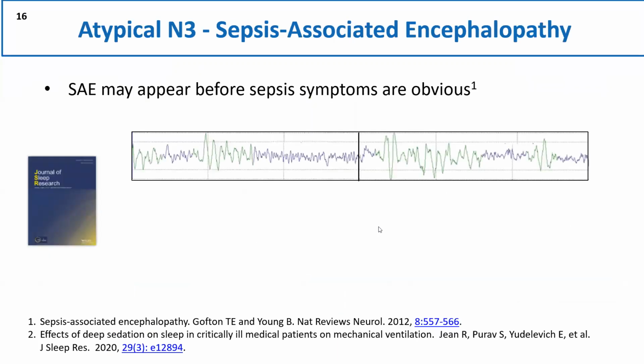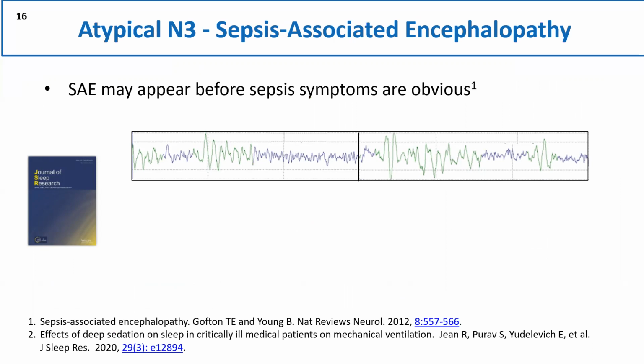The last biomarker I'm going to present to you is what we call atypical N3 sleep. It's many times referred to as sepsis-associated encephalopathy or polymorphic delta activity. So I'm showing you these two signals. One of them is atypical N3 sleep, and the other one is normal N3 sleep.